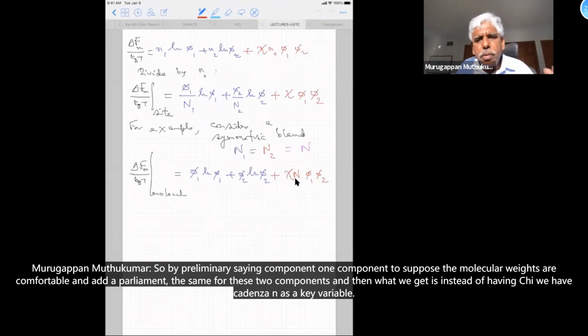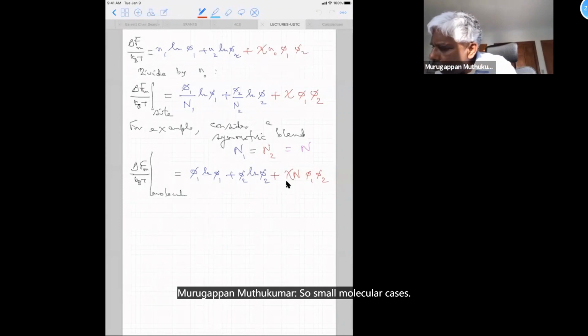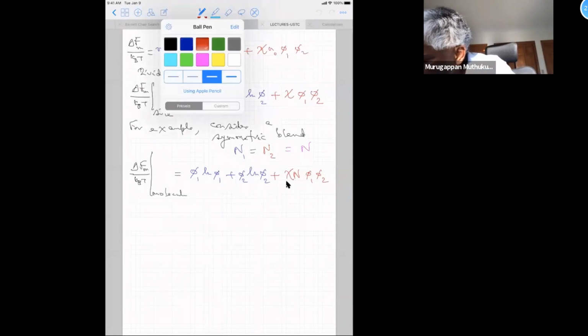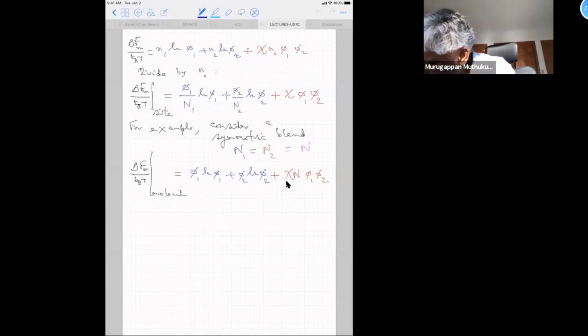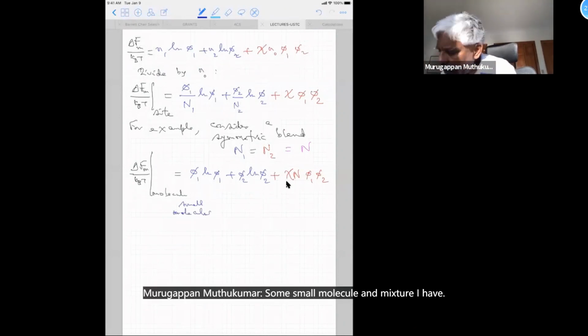So by polymerizing component 1 and component 2, suppose the molecular weights are comparable and the degree of polymerization is the same for these two components, then what we get is, instead of having chi, we have chi times N as a key variable. So in small molecular cases, in a small molecular mixture, I have chi.